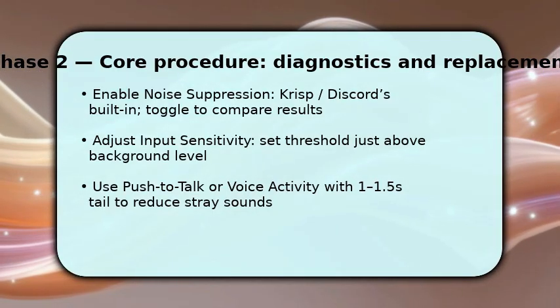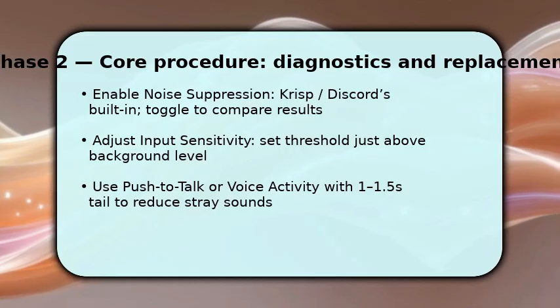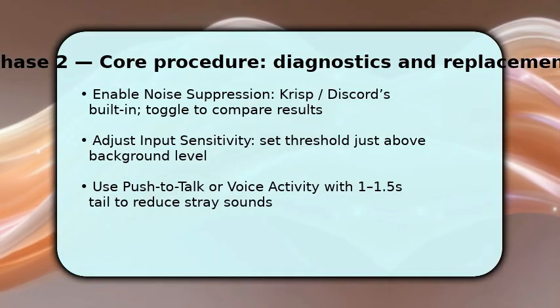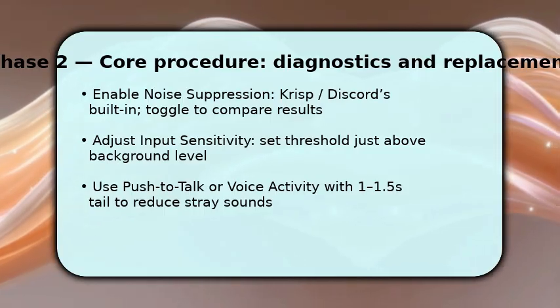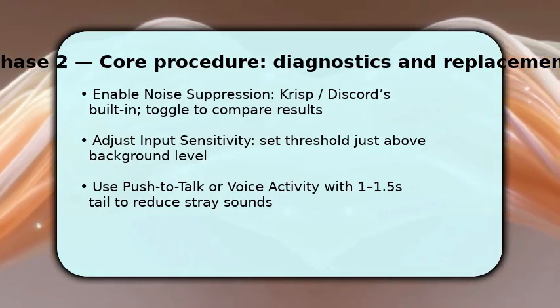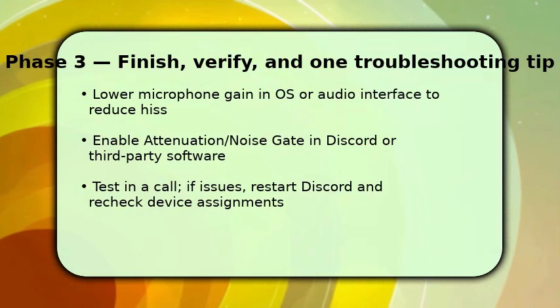Next, manually adjust input sensitivity so the meter activates only when you speak. Set it just above the ambient noise floor. If background persists, switch to push-to-talk. Otherwise, tune voice activity with a short tail of about 1 to 1.5 seconds, so clipped syllables don't get cut off mid-word.